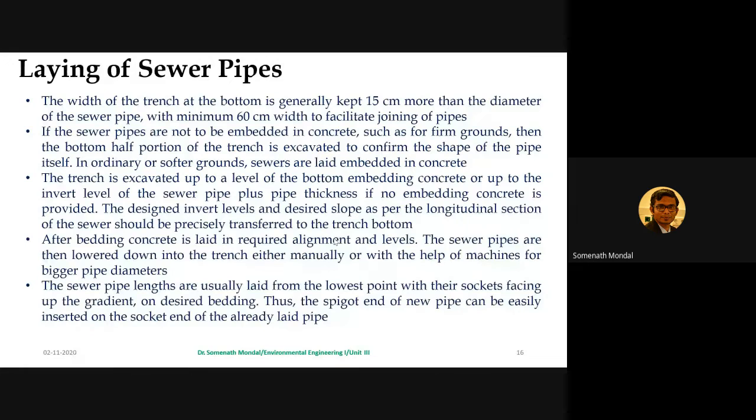Now let us talk about the width of the trench and its specification. The width of the trench at the bottom is generally kept as 15 centimeter more than the diameter of the sewer pipe. As I mentioned, the trench width is completely dependent on the diameter of the pipe, and it has to be 15 centimeter more than the diameter of the pipe always, with a minimum of 60 centimeter width to facilitate joining of pipes.